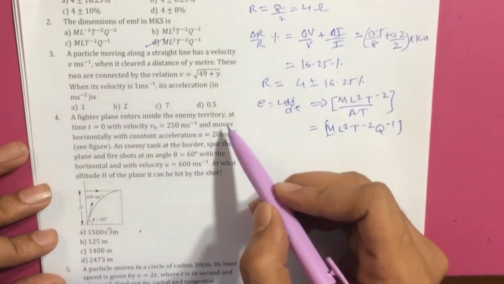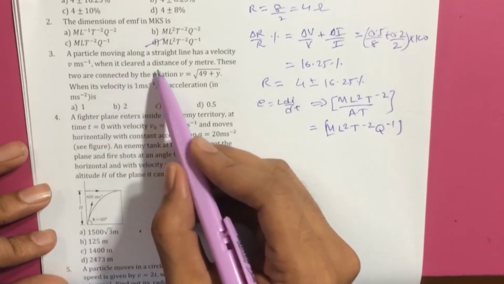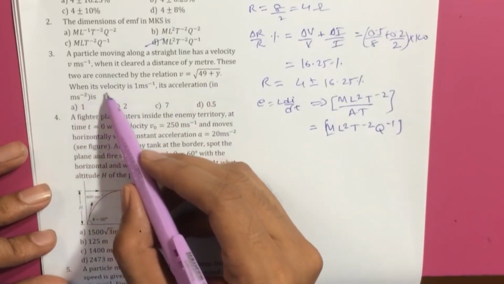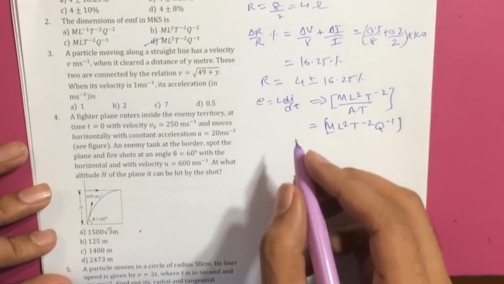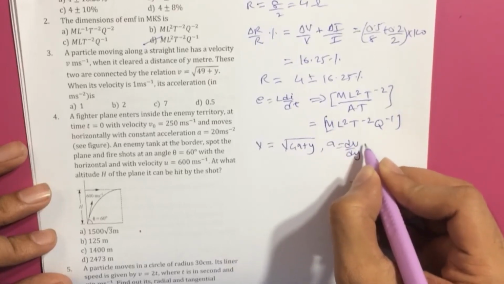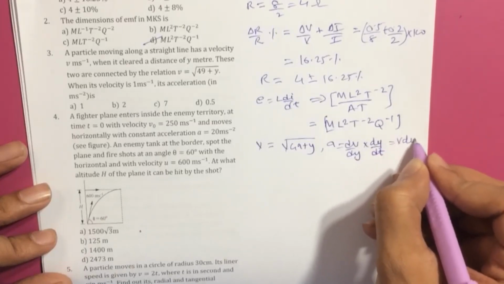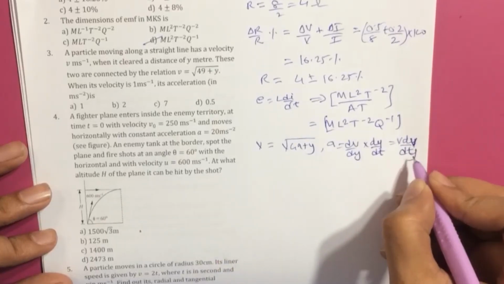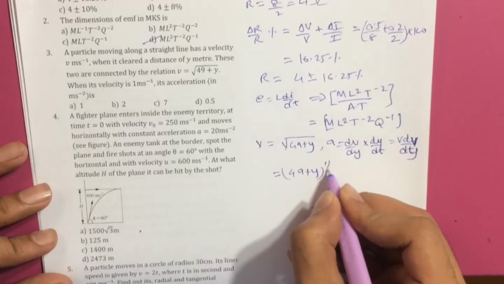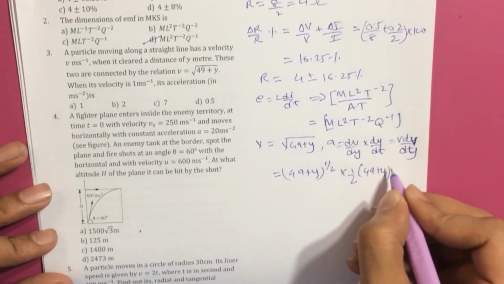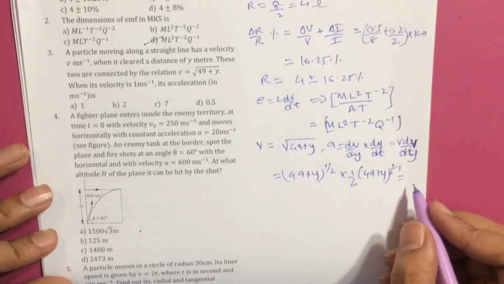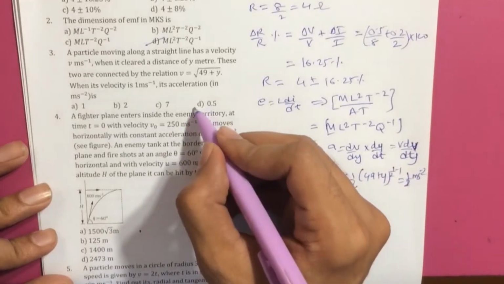Question 3. A particle moving along a straight line has a velocity V meters per second when it has covered a distance of Y meter. These two are connected by the relation V equals root of 49 plus Y. When its velocity is 1 meters per second, its acceleration is. So, V is equal to root of 49 plus y. Acceleration is equal to dv by dy multiplied by dy by dt, which is v dv by dy basically. So v dv by dy, that is your acceleration. So I will get (49 plus y) raised to half multiplied by half (49 plus y) the whole raised to half minus 1, which would give me the answer as half meters per second square. So which is option D.